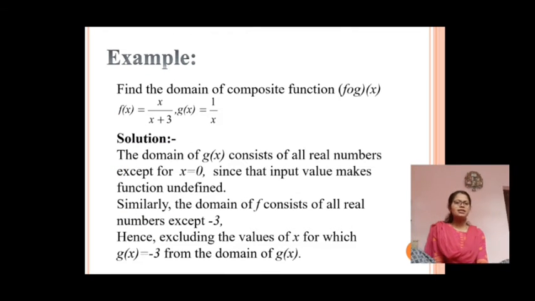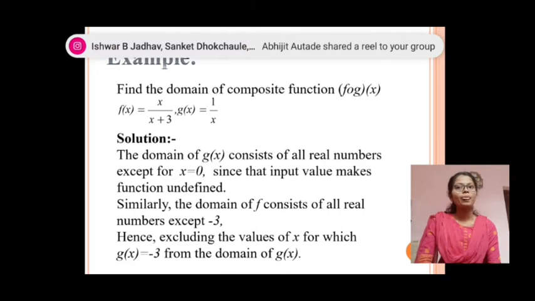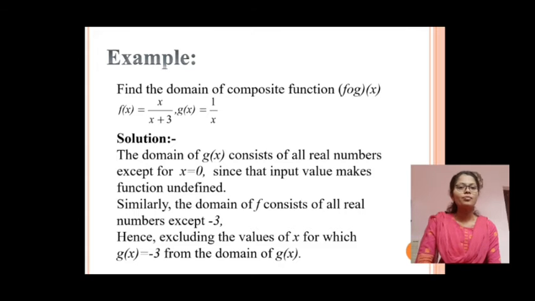We will see one example, it is more clear. That is f composite g of x. f of x is equal to x upon x plus 3, g of x is equal to 1 upon x. The domain of g of x consists of all real numbers except x is equal to 0, because if we plug x is equal to 0 in g of x, we get g of x undefined, so we exclude it from the domain of g of x.